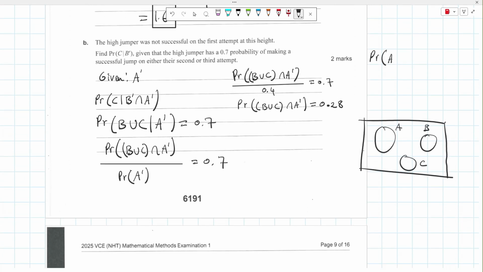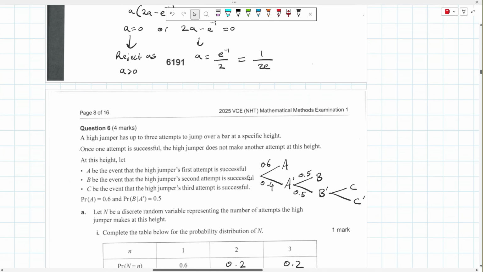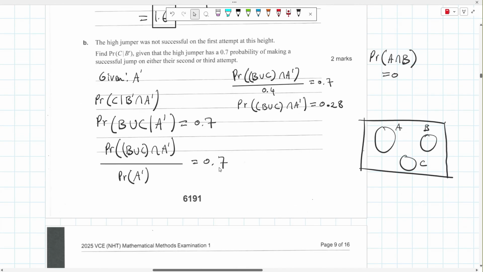The probability of A intersection B is 0, because you can't have your first attempt be successful and your second attempt be successful. Once your first attempt is successful, you don't do a second attempt. The same goes for probability B and C, and the same goes for A and C. So everything is disjoint.